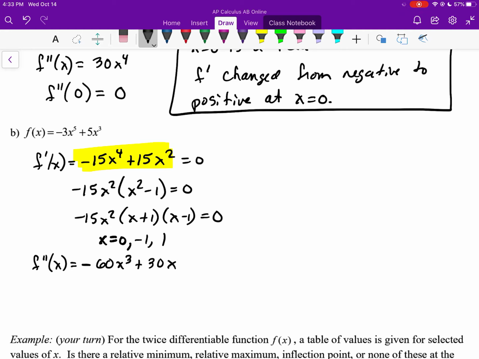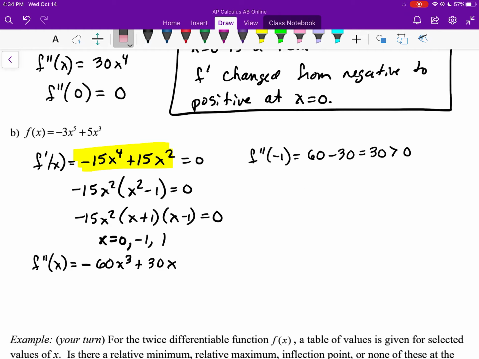And now I want to find the value of the second derivative at each of those points. And so we're going to do f double prime of negative 1. If I plug in negative 1, what happens? Negative 1 cubed is going to be negative. Negative times negative 60 is going to be positive 60. And then we have the 30 times negative 1, which is going to be negative 30. This over here is going to be 30. This is greater than 0. I have a horizontal tangent line, and my graph is curved up. If you have a horizontal tangent line and your graph is curved up, clearly this is a minimum.